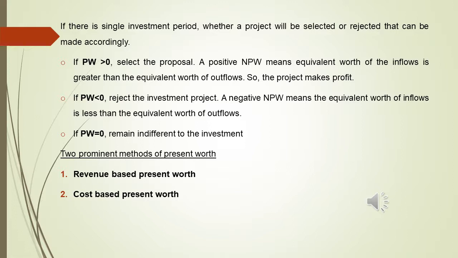Third, PW is equal to 0, you are indifferent to the investment. PW is directly equal to 0. So here in the present worth method, there are two terms: revenue based present worth and cost based present worth. Even while solving problems, you have to solve based on both.